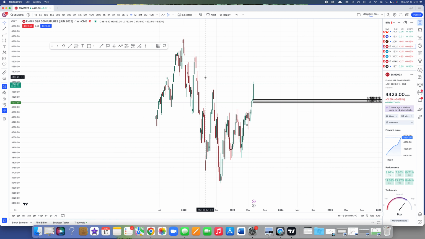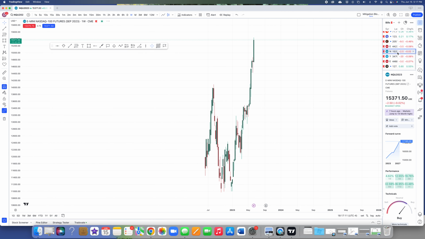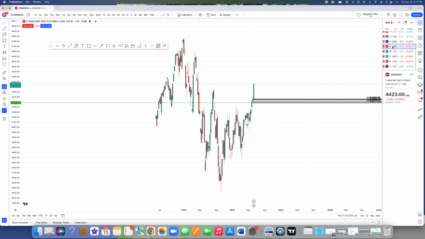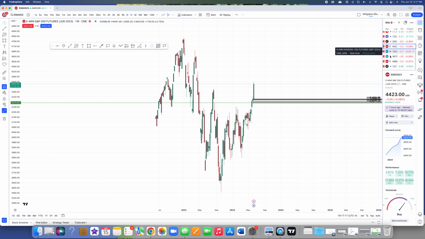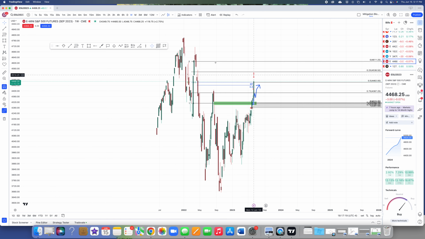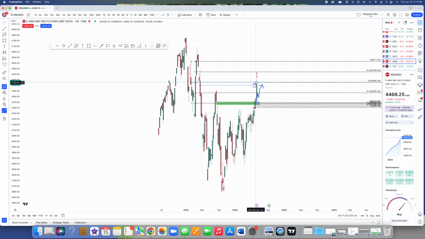It went up there. It's taken out this high, it's filling this in, and there's actually a void up in here that it needs to fill in as well. On this contract month, well, this is June, so let's not show that one. September contract, right here. Yep, September contract, right up here. That's your void.